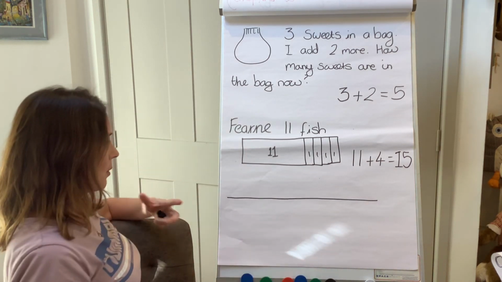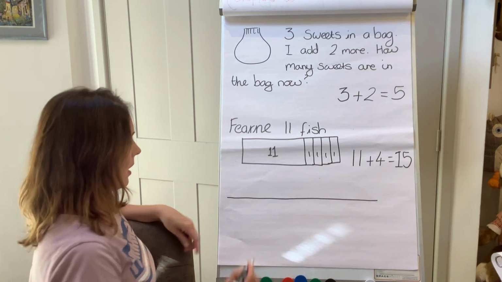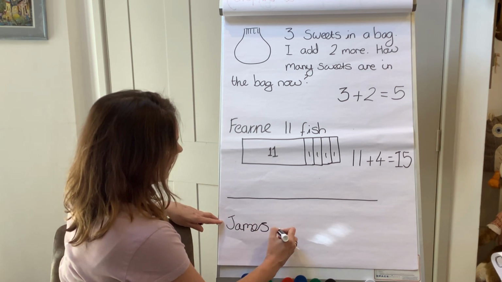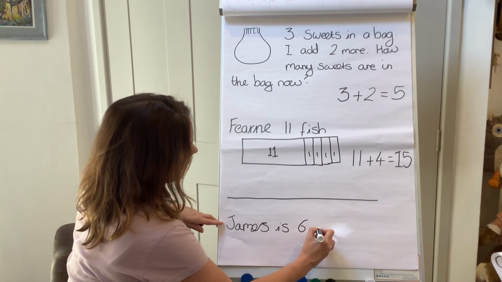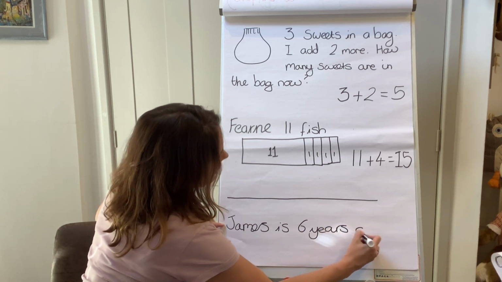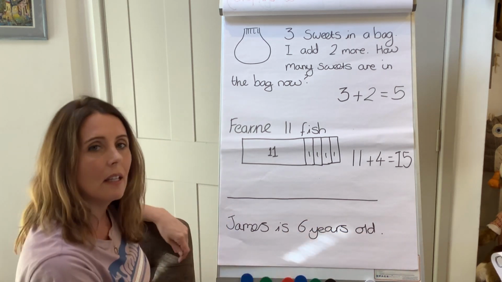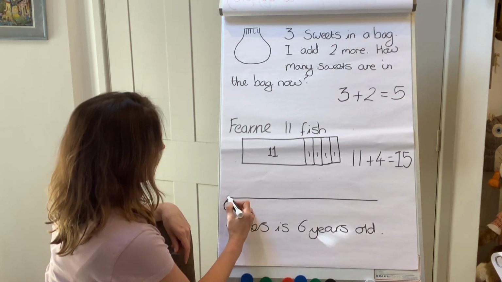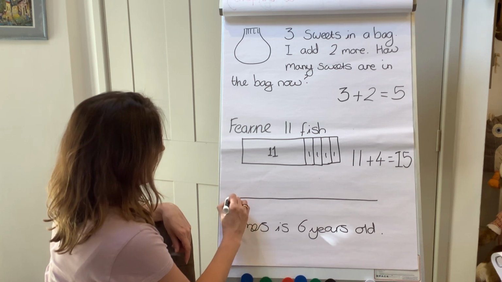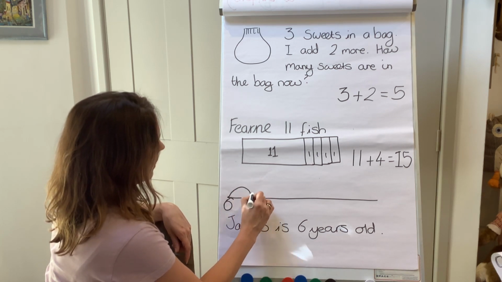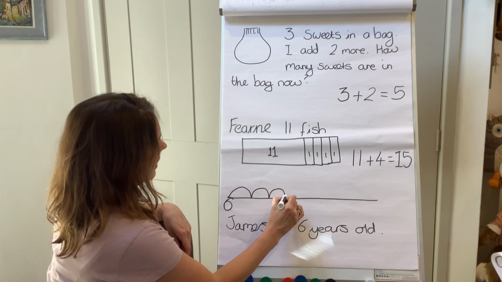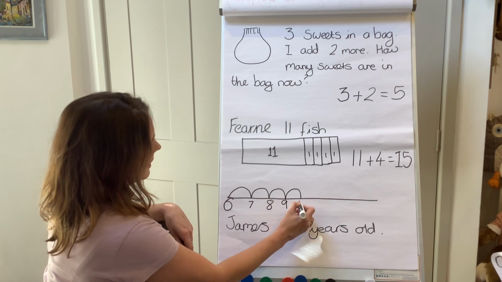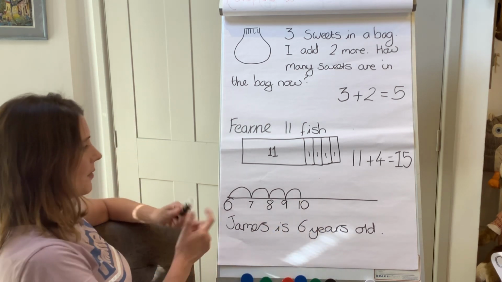So we could say, and number lines don't always have to start at 0. James is 6 years old. How old will he be in 4 years' time? We can start at 6 and we can count on 4 more. So start at 6, we can jump 1, 2, 3, 4: 7, 8, 9, 10. Okay. You might already have a number track you can use.